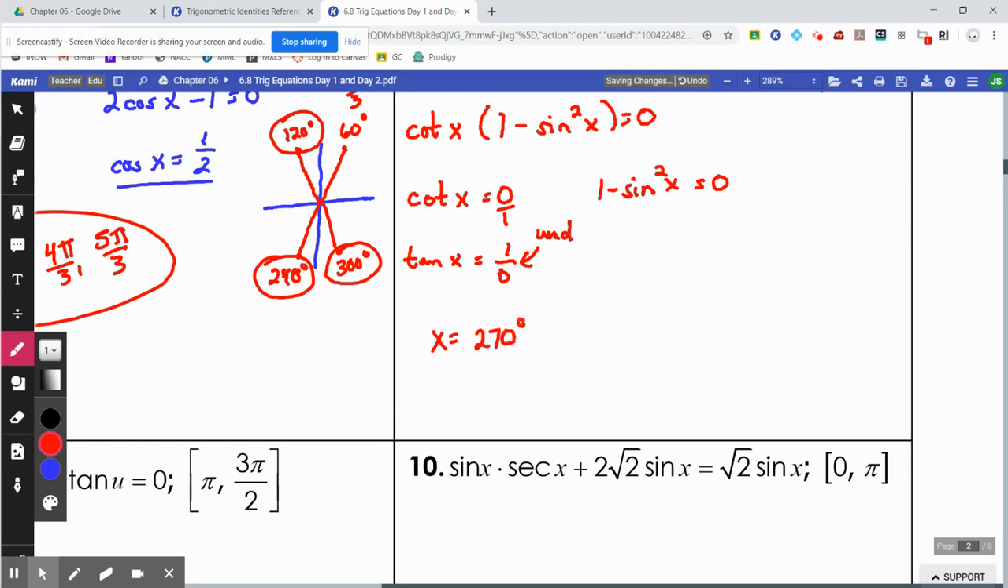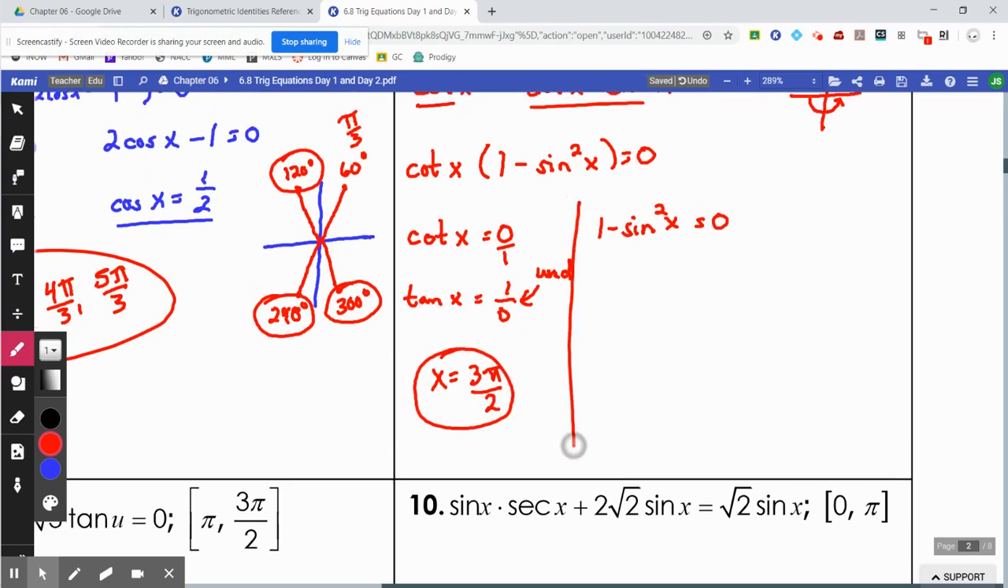That'd be 390s, so that'd be at 3 pi over 2. That's 270 degrees. There's my first solution. Okay, next solutions. Let's come over here. Let's move our sine squared over, and I get 1 equals positive sine squared x.